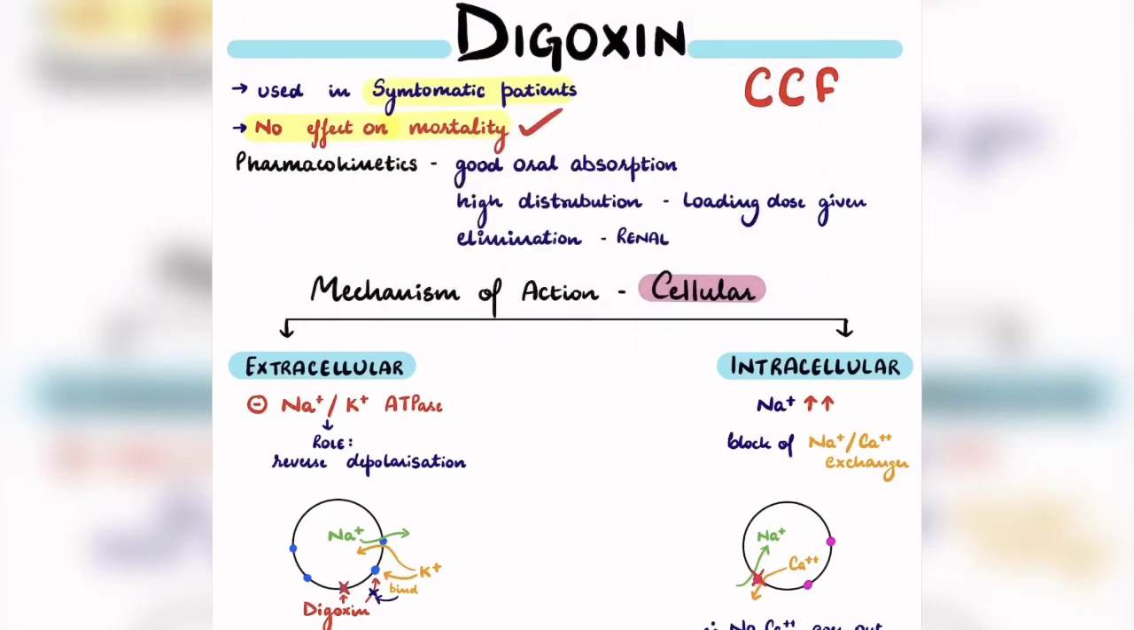Now talking about pharmacokinetics, we have three important points. First is that it has good oral absorption. The second point is it has high distribution. So whenever a drug has high distribution, it means that a loading dose has to be given. So the first dose that you give is a loading dose. The third point is that the elimination is by the renal system.